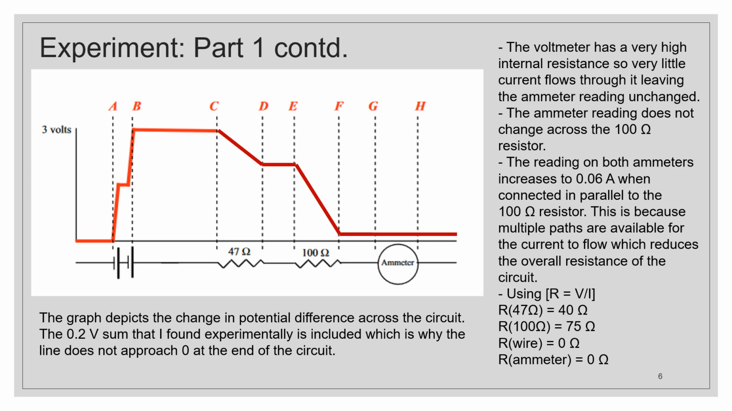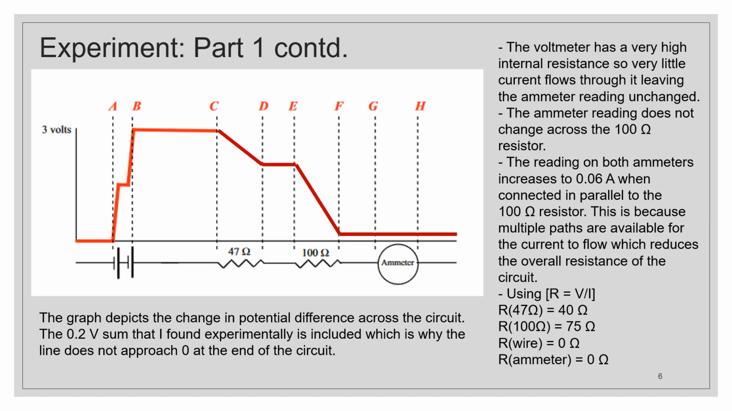The graph depicts the change in potential difference across the circuit. The 0.2 volt sum that I found experimentally is included, which is why the line does not approach 0 at the end of the circuit. The voltmeter has a very high internal resistance, so very little current flows through it, leaving the ammeter reading unchanged. It also does not change across the 100 ohm resistor.